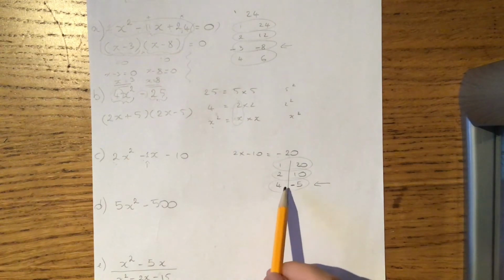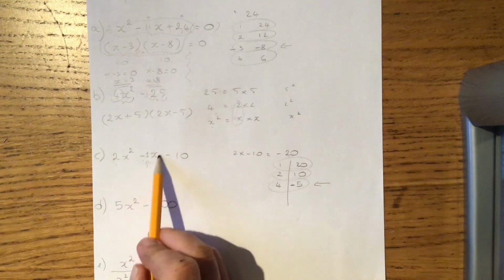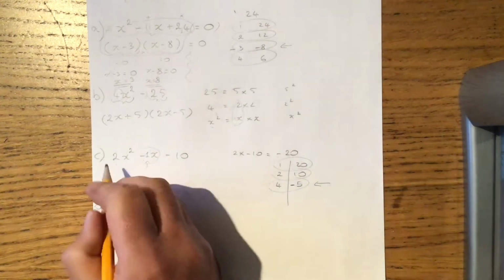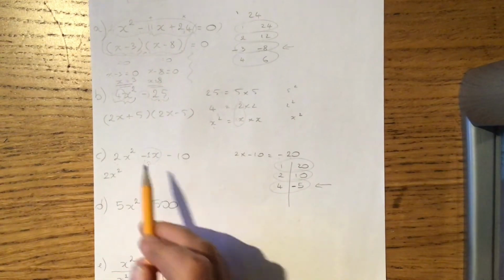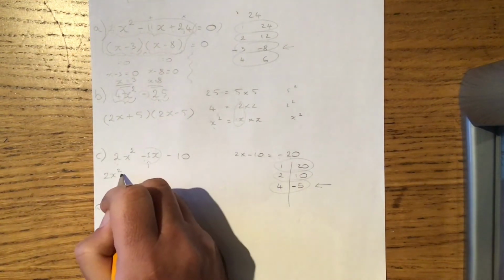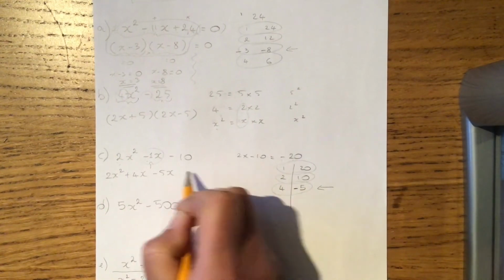So now I'm going to use 4 and 5 to replace minus 1x. So I'm going to rewrite this, change this with 4x minus 5x minus 10.